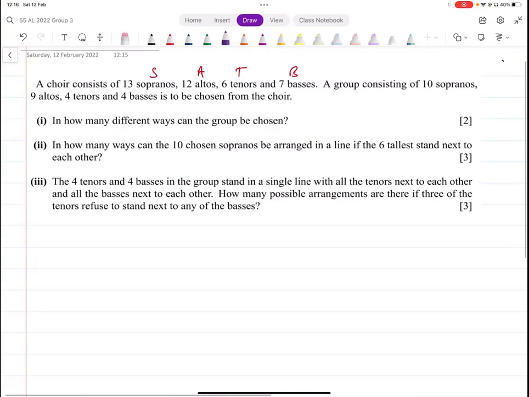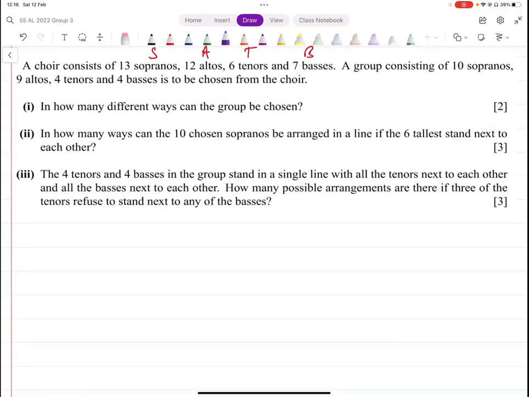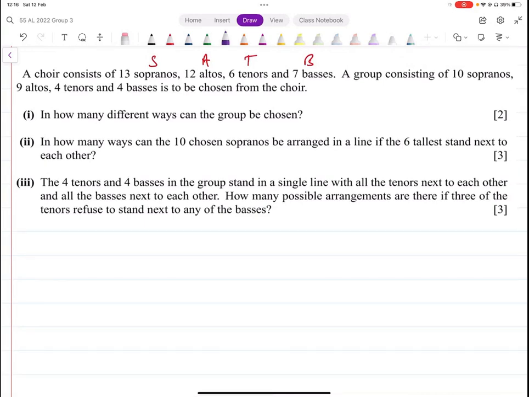Acha, so a choir consists of 13 S, 12 A, 6 T, and 7 B. So apparently these are people, so they're not identical. Okay. All right. They're not identical. So SAT will itna ka matlab nahi hai ki wo identical. These are different people. Okay. So a group consisting of 10 S, 9 A, 4 Ts and 4 B is to be chosen from the choir. Okay. And how many different ways can the group be chosen?